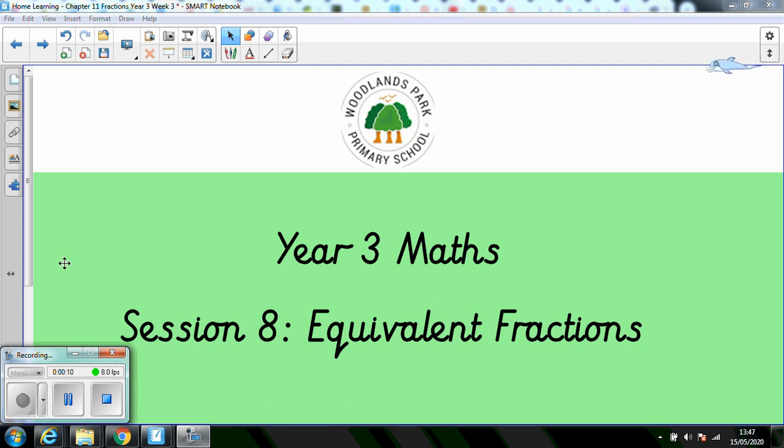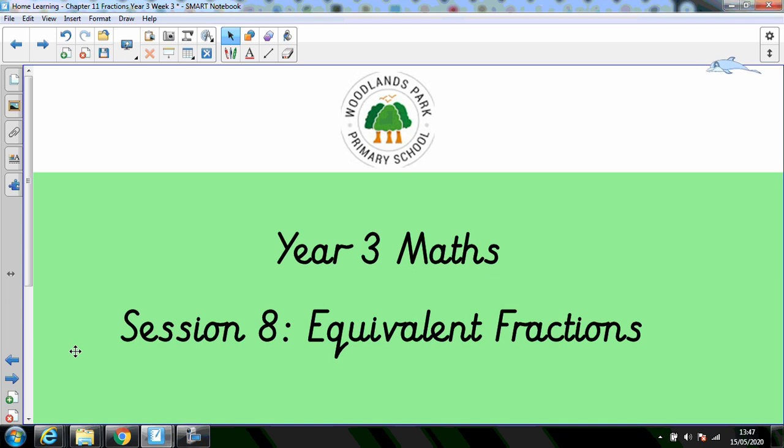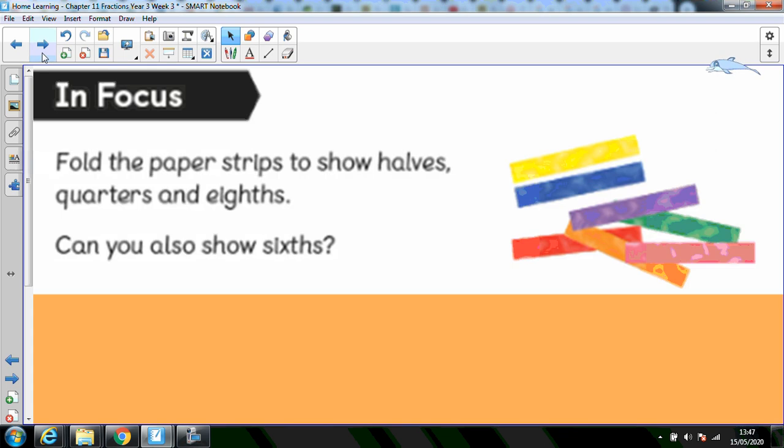Okay, I'd like you to have some slips of paper again, so maybe you can take an A4 piece of paper and cut it into lots of slips the same size. Okay, hopefully you've got those ready. Let's have a look at the In Focus.